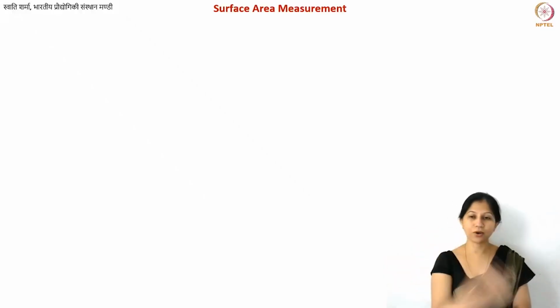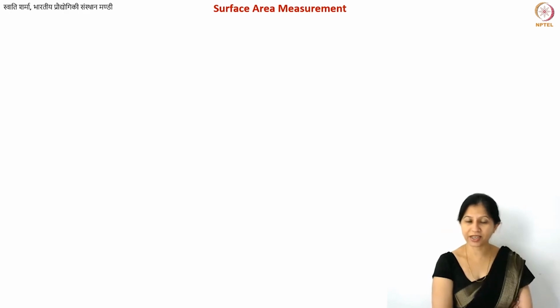In this lecture, we are going to discuss one more characterization technique, surface area measurement using gas adsorption isotherm. Okay, so we have discussed transmission electron microscopy, Raman spectroscopy, and X-ray diffraction. These are some of the very important techniques for carbon materials. These are the techniques that are essential, that you must know.